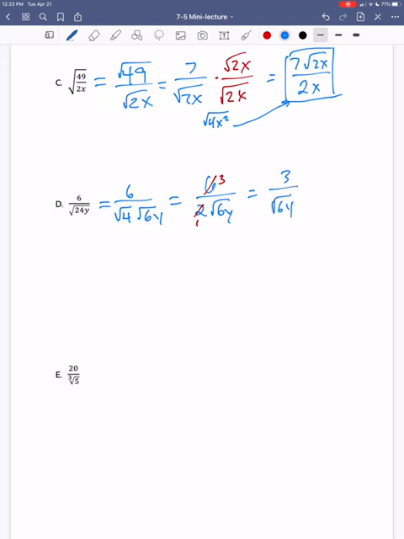Now I can multiply bottom and top by the square root of 6y. And so I get 3 times the square root of 6y over 6y. And again, I can't cancel the 6's, but I can cancel the 3 with this 6. So 3 goes into itself once, 3 goes into 6 twice. So I just get the square root of 6y all over 2y.